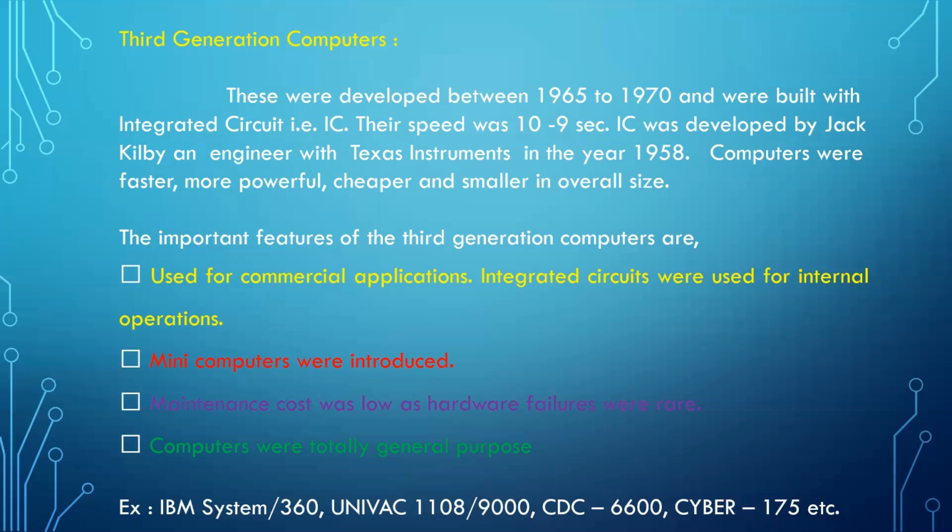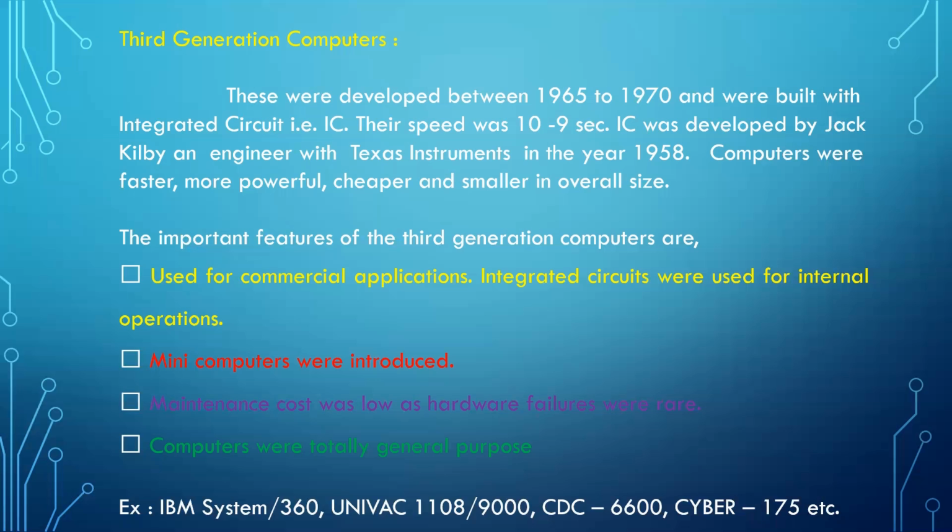The next feature is that maintenance cost was low as hardware failures were rare. If you compare the first and second generation of computers, the third generation computer hardware was perfect. The failures are fewer. They are working properly. That's why the maintenance cost is reduced in the third generation of computers.